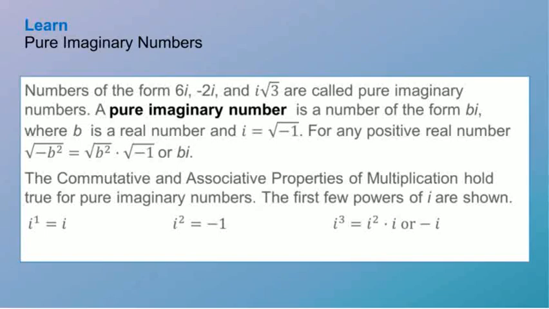Commutative and associative properties of multiplication hold true for pure imaginary numbers. The first few powers of i are shown below. The first power, i squared, is -1. i cubed is i squared times i, or -1 times i, because i squared is -1. -1 times i just gives you a negative i.